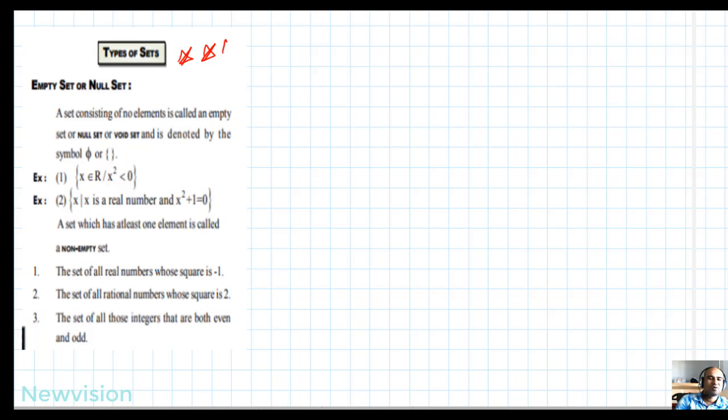This is very, very important. Types of sets. One by one I will explain. First one is the empty set, or sometimes called null set or void set. Void set, empty set, null set, all give the same meaning. So I want to define it: a set without any element is called an empty set.